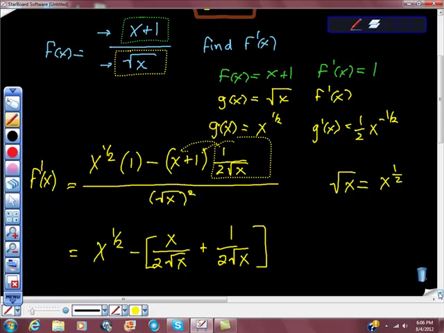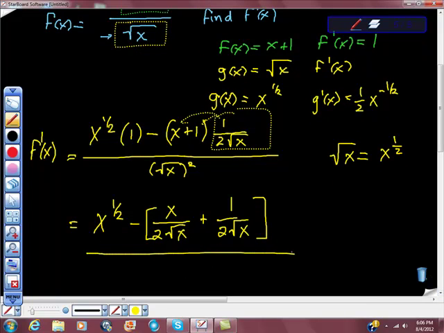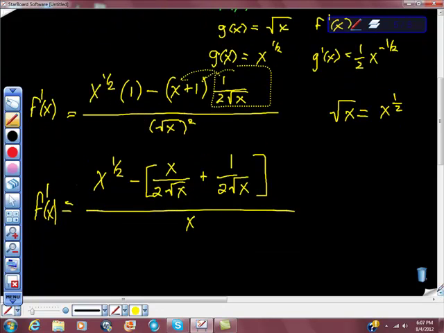So far so good, I hope. All over square root of x squared is just x. This should be making some sense to you. If it's not, it's not your calculus. Your calculus is okay. It's your algebra, and we'll work on that.